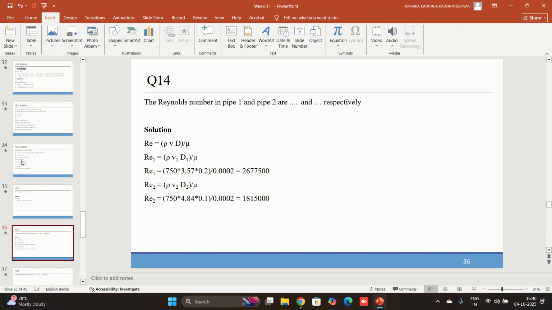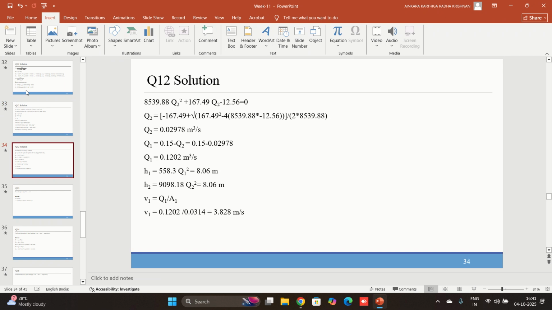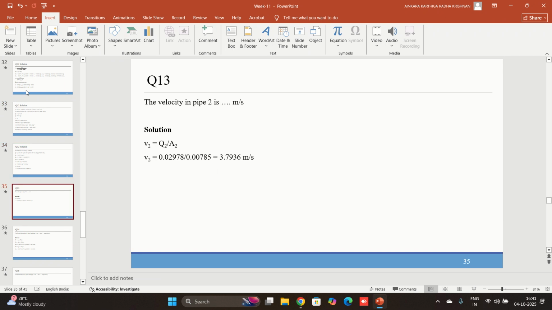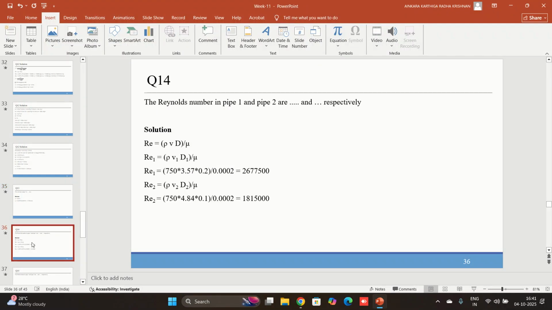Now we have to calculate Reynolds number in pipe 1 and pipe 2 respectively. So now we have to substitute everything. It was not 3.57, right? What was V1 value? V1 was actually 3.828. So Reynolds number is equal to rho v d by mu. So Reynolds number in pipe 1 is rho v1 d1 by mu. Reynolds number in pipe 2 is rho v2 d2 by mu.